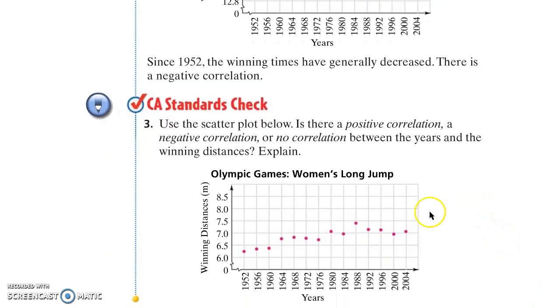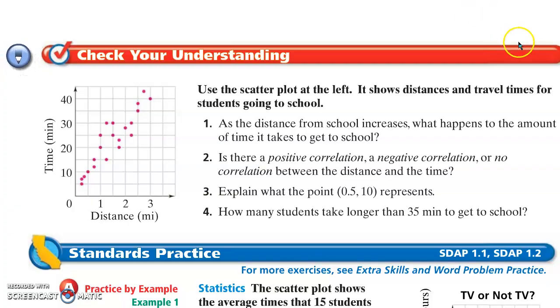Looking at this, is this positive, negative, or no correlation? Well, it looks like generally these dots are getting a little bit higher, going upwards. So I would say that this has some sort of correlation, and this is probably a positive correlation, because generally these are going uphill. Cool. I believe that is it.